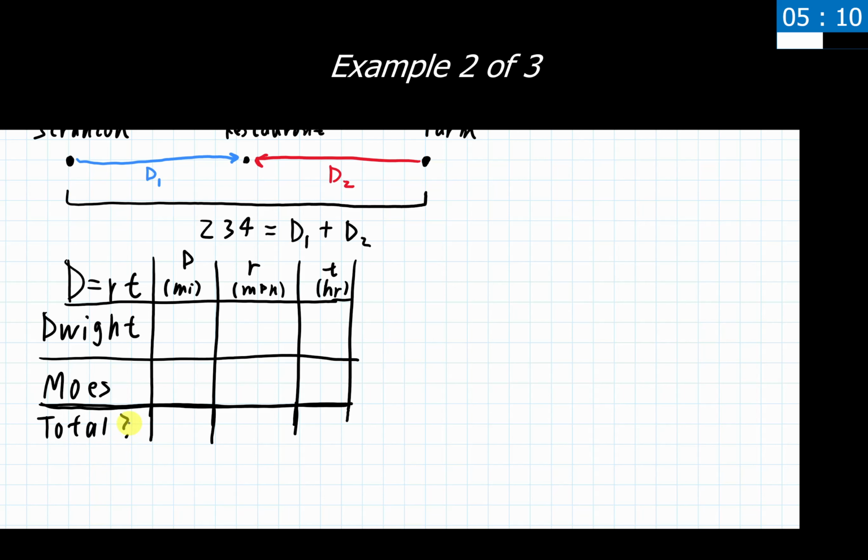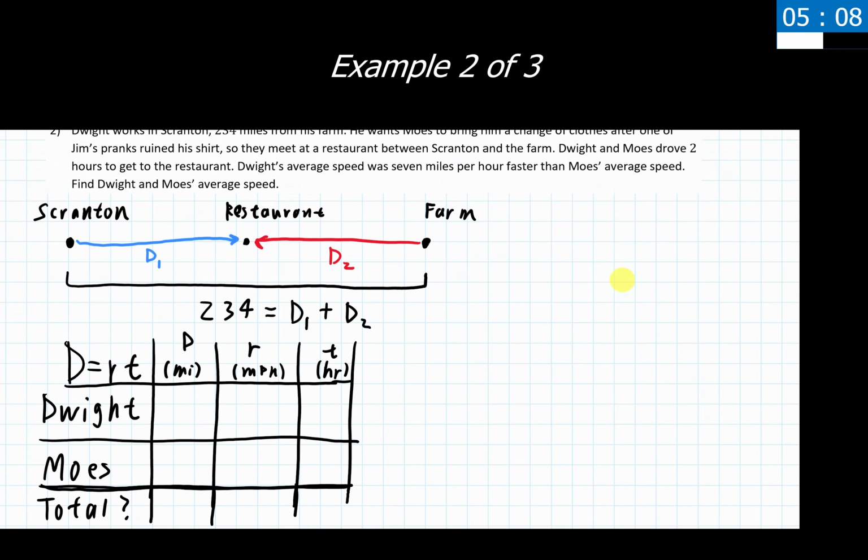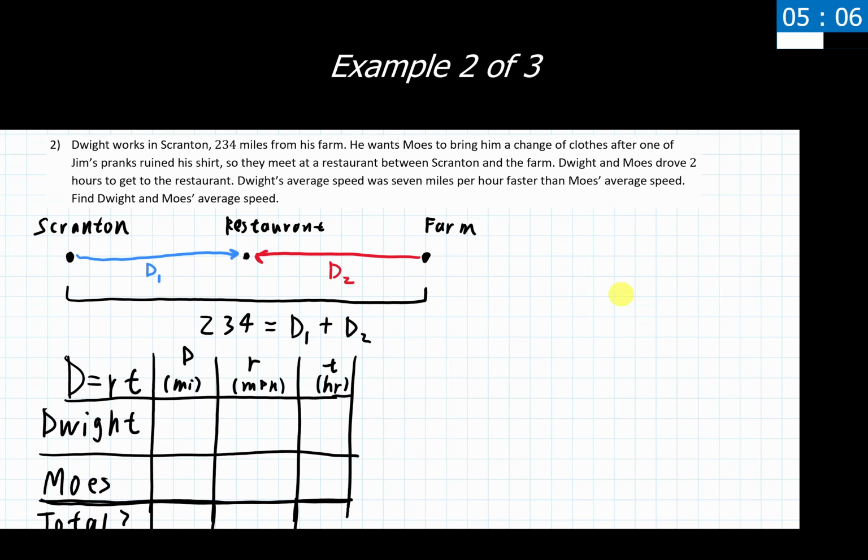Okay, so what can we fill in? Well, do we know the exact distance that Dwight traveled from Scranton to the restaurant? We don't exactly know the distance. Do we know its relationship to the distance that Mose traveled? Only that these are different from one another. So I can write in the distance for Dwight as distance 1, the distance for Mose as distance 2. So d sub 1, d sub 2.